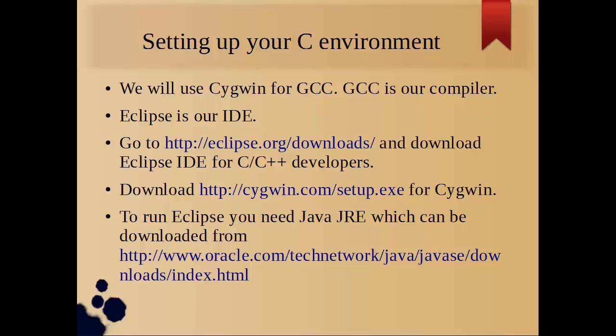To program in C you need a compiler and a text editor. You need a compiler to compile your program and an editor to edit your C program. There are many compilers available in the market and we will use GCC. GCC is provided by the GNU Foundation.